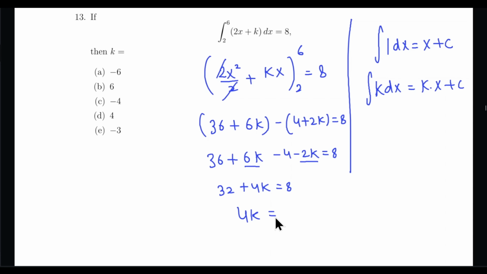Subtract both sides by 32. So I think that's negative 24. And divide by 4. 4 times negative 6 is negative 24. So yeah, negative 6, option A. Guys, that's what I'm getting. Option A should be our correct choice.